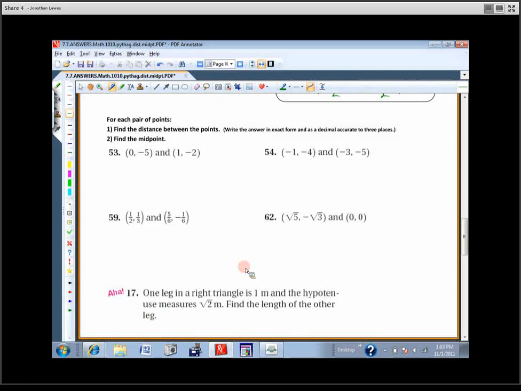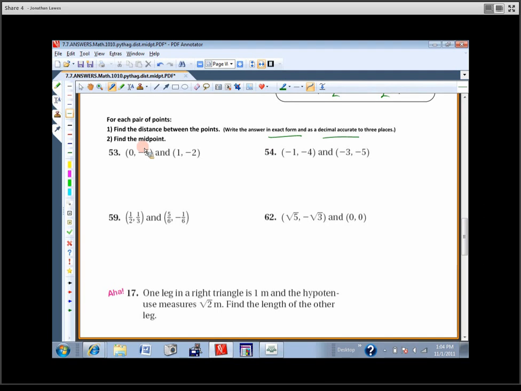Okay. So for these points right here, and I've got a couple of them, varied difficulty for a reason, because some of them are easy, some of them are a little more difficult. And you do see stuff like this on Math Excel, so I want to make sure you're ready. Find the distance between the 2 points. Write the answer in exact form and as a decimal accurate to 3 places. And then find the midpoint.